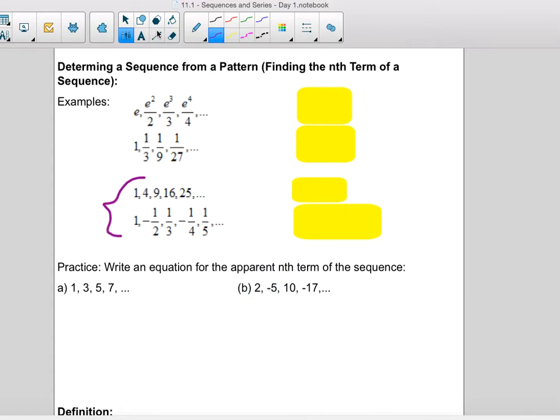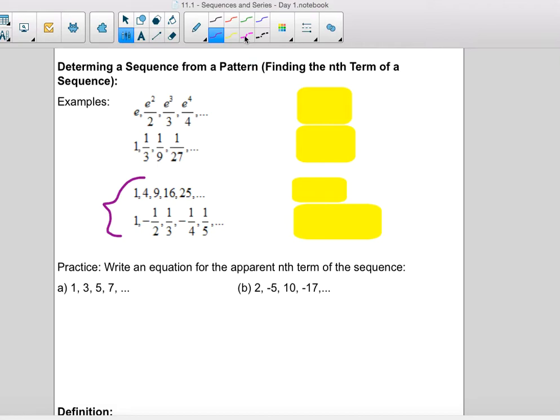So what we want to do is write out the formula for the pattern or for the sequence here, right? So the first term is e, the second term is e squared over 2, the third term is e to the third over 3, the fourth term is e to the fourth over 4.